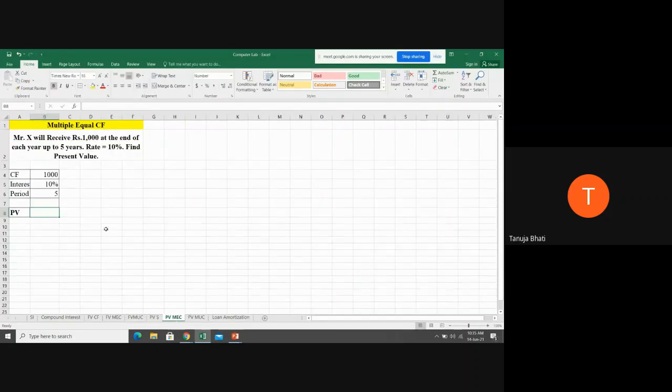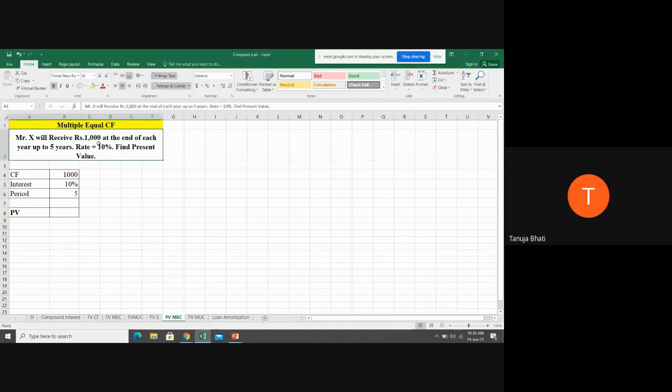Okay. So now multiple equal cash flow. You are all experts in knowing the problem and giving me the elements, what figure stands for what particular element. Mr. X will receive 1,000 at the end of each year up to 5 years. Rate of interest 10%. Find the present value. So we need to write the data first: cash flow is 1,000, interest 10%, period 5 years. Quickly tell me, with the help of present value, how do I need to solve this?